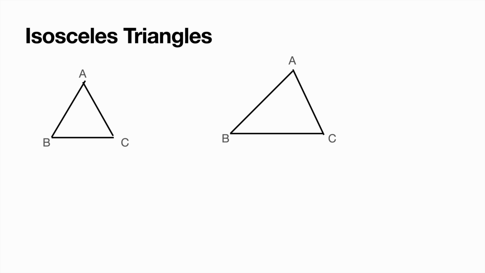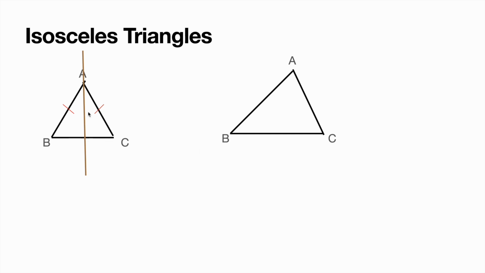Next, I want to talk a little bit about isosceles triangles. Let's first look at this triangle on the left. If for a triangle, two sides are the same, so for example, AB and AC are the same, we call this an isosceles triangle. You can see this triangle is pretty symmetric. If we draw a brown line like this through A, we can see that the left side and the right side are mirror images of each other.